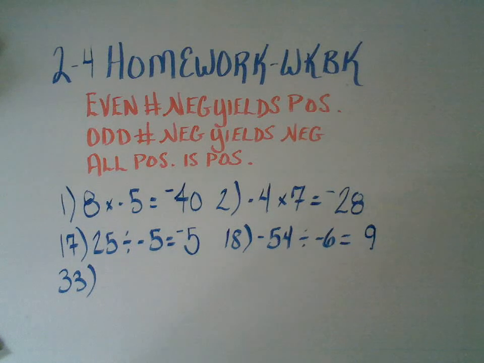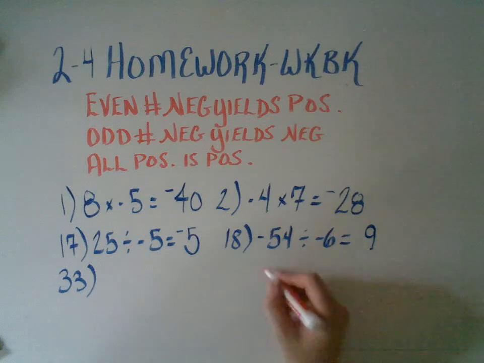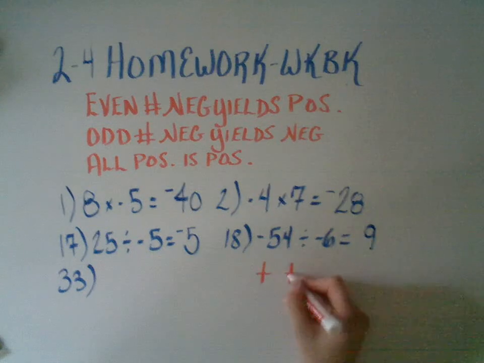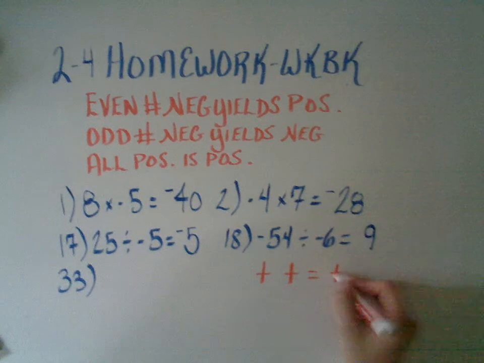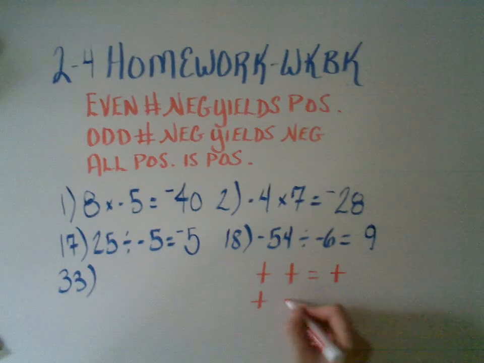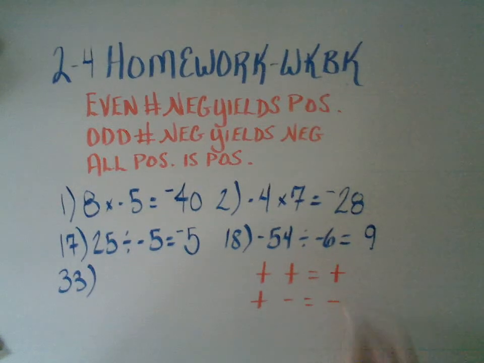But maybe you need something a little more simplistic, so we'll put it this way. A positive and a positive spit out a positive, and a positive and a negative spit out a negative, and a negative and a positive spit out a negative, and a negative and a negative spit out a positive. Of course, that would only be talking about 2 numbers either being multiplied or divided. It's the same rules for both. And again, that would only work for that.